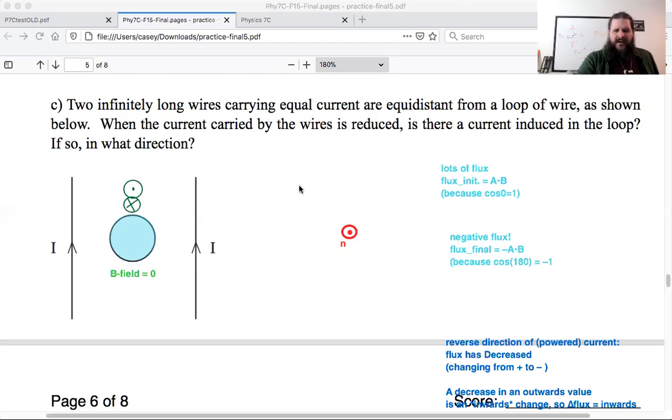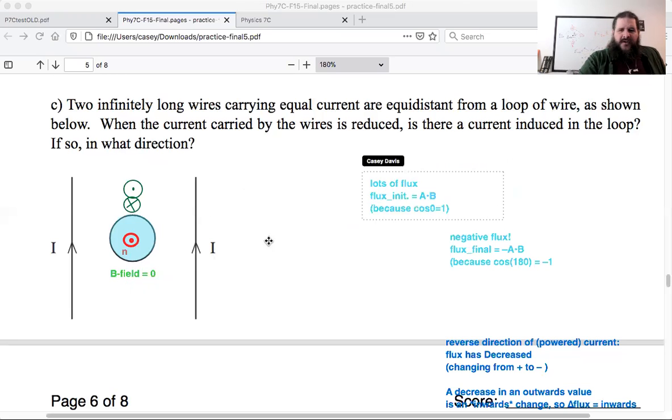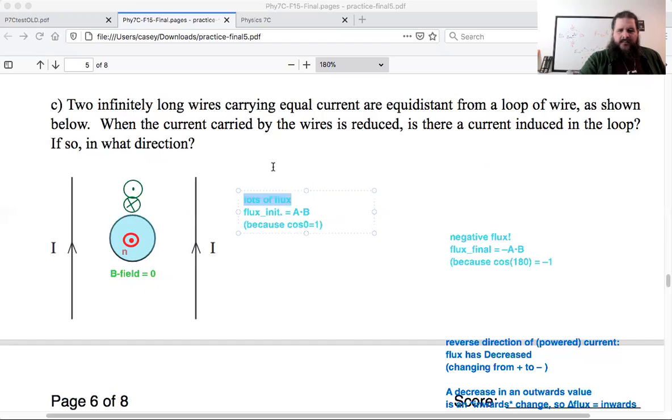And since there's no magnetic field, it doesn't really matter which direction normal vector we use. So let's just choose a direction, let's say outwards. So initial flux is 0. No flux to start with. Initial flux is 0 because magnetic field equals 0.